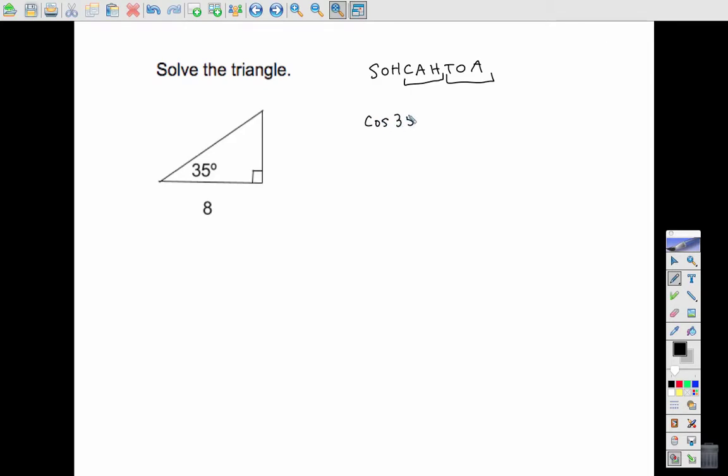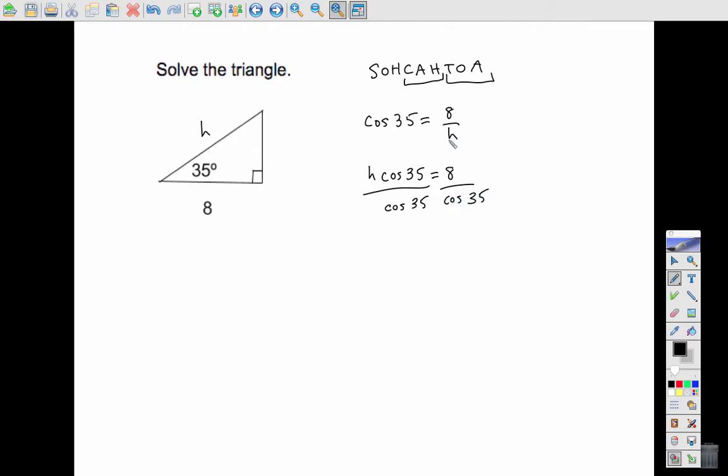So the cosine of 35 is equal to the adjacent side over the hypotenuse. So we'll call that H. Okay, so adjacent over hypotenuse. And it's just a little more work when the variable's in the denominator. So I would multiply both sides by H. Okay, so we get H cosine 35 equals 8, and then divide by the cosine of 35.